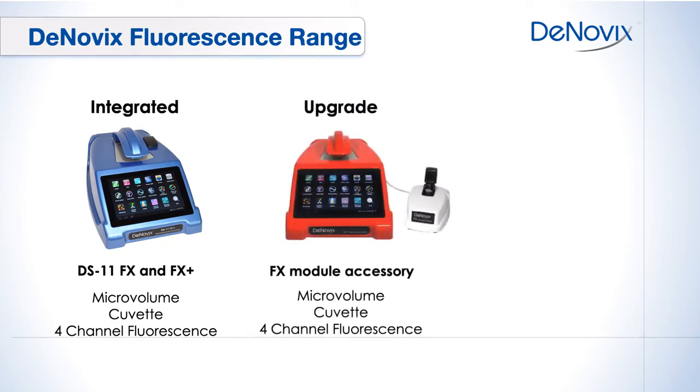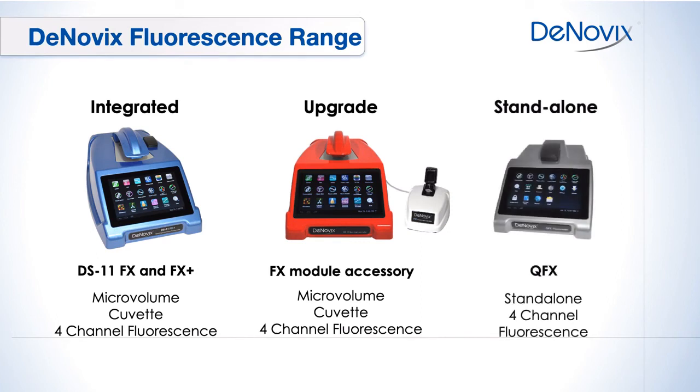I know that a lot of people already have a DS11 in their lab. DS11 is the absorbance only instrument. That can be upgraded very easily and very inexpensively with just this additional module here. It's in the center image. That just plugs in by USB and it will automatically upgrade your instrument to full 4-channel fluorescence. And we also have a standalone instrument for fluorescence, and this is called the QFX.